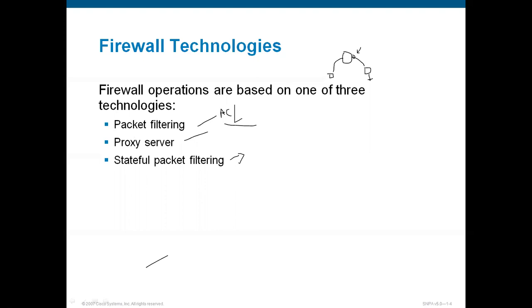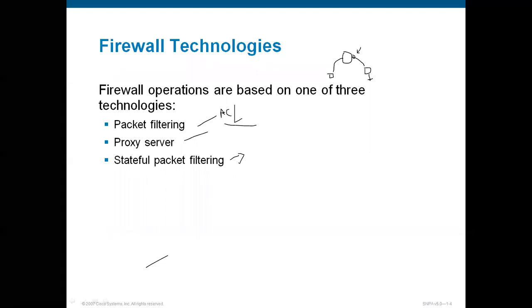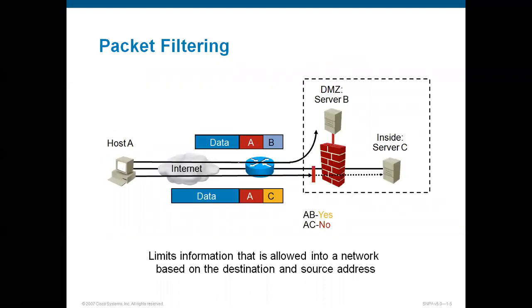That is nothing but the Cisco ASA. So three firewall technologies came in the start. We'll see packet filtering first. Okay, what is packet filtering?